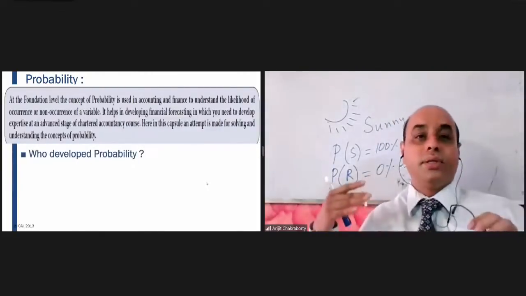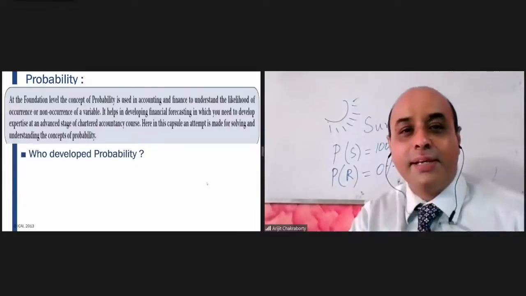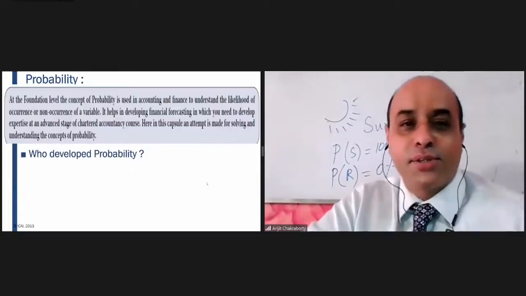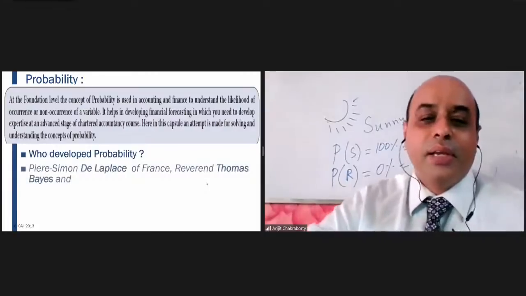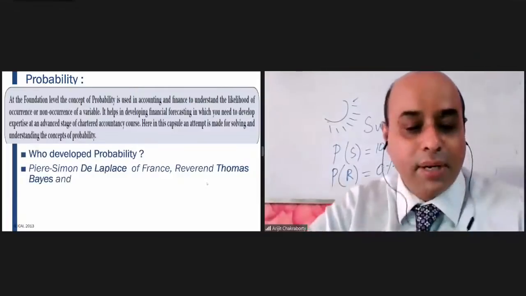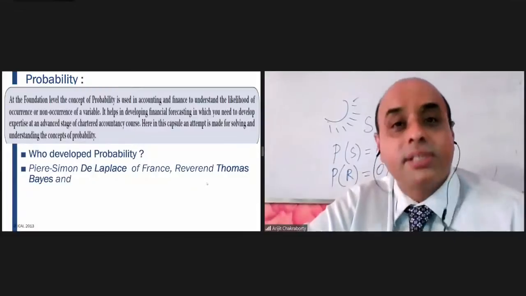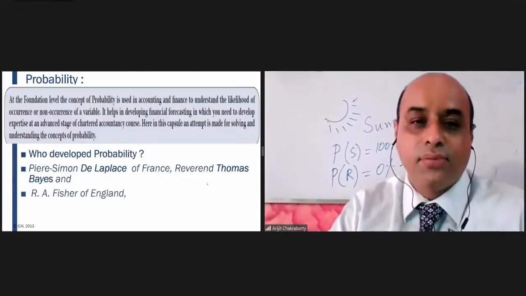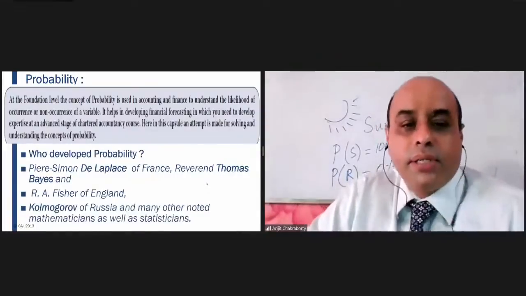Now, who is the inventor or who discovered probability? You might be thinking that this is such an important chapter, with so many applications, but who is the originator of probability? This was developed parallelly by many people. First is Laplace of France and Reverend Thomas Bayes. In fact, later on in probability, there's a Bayes theorem also. And of course, one more gentleman, R.A. Fisher of England. So there are many people who contributed to the theory of probability.